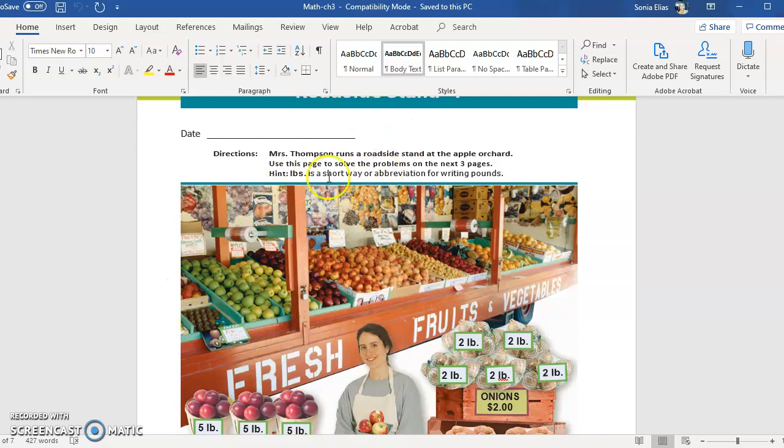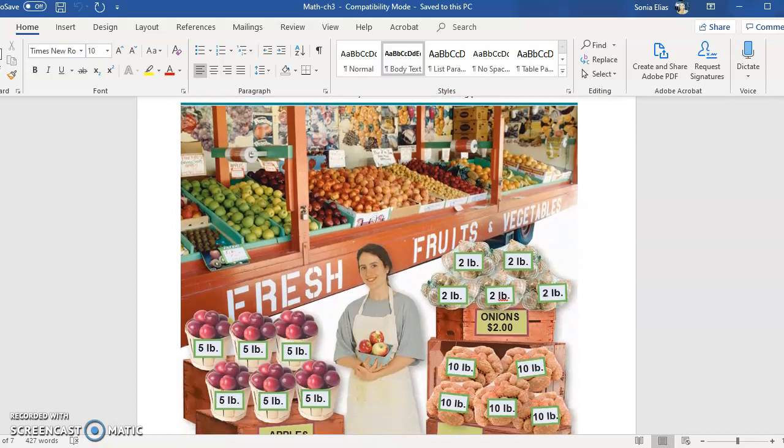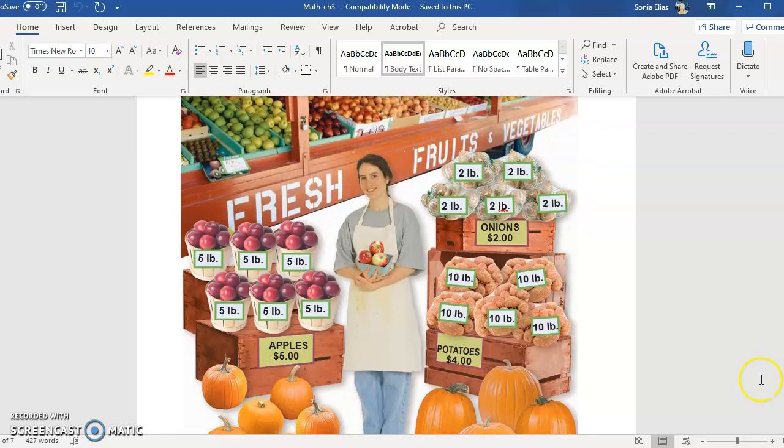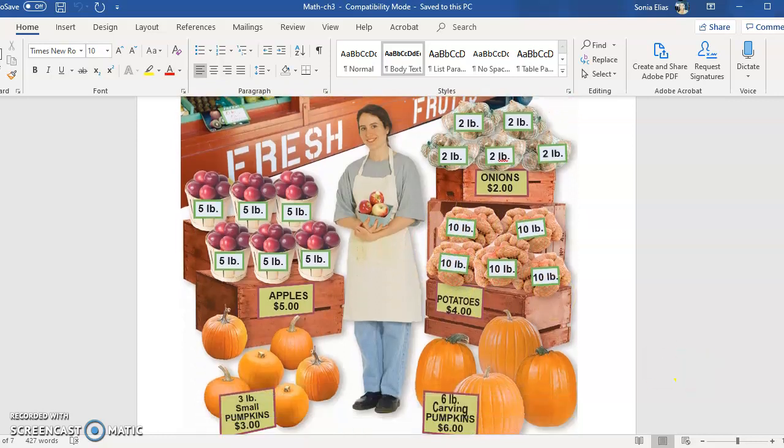Let's read the directions first. Mr. Thompson runs a roadside stand at the apple orchard. Use this page to solve the problems on the next 3 pages. Okay, you're not gonna do the next 3 pages because you're gonna be answering a multiple choice. And remember, it is a multiple choice with the dollar amount. We're not gonna worry about the pounds: 5 pounds, 2 pounds, 10 pounds. We're gonna be worried about the dollar amount.